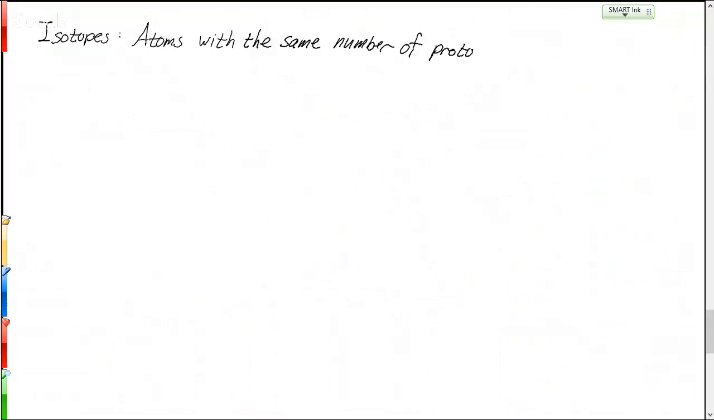So first, what are isotopes? You heard that word before? Yeah. Atoms that have different numbers of neutrons compared to protons. Right. Atoms with the same number of protons, but a different number of neutrons.